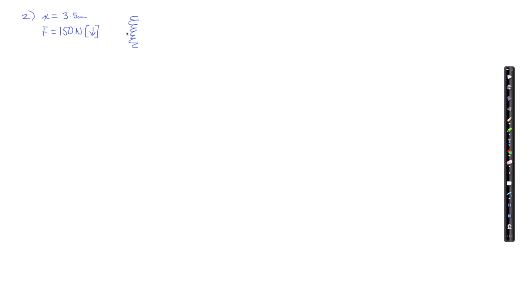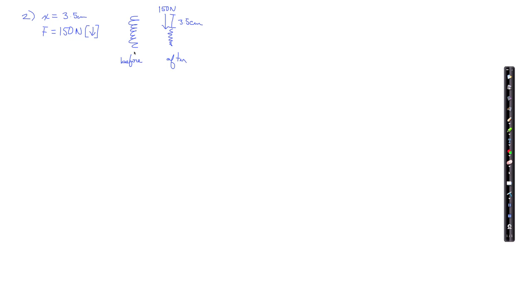and this is before, and after a force is applied, the spring has been compressed, again because there's a force acting downward, and the difference in length between the original and the final length is 3.5 centimeters. And this is a 150 Newton force doing that compression.